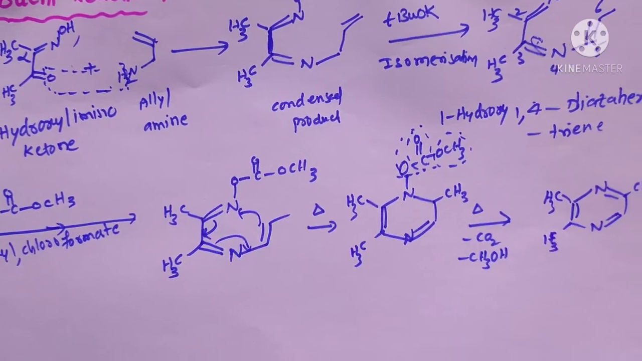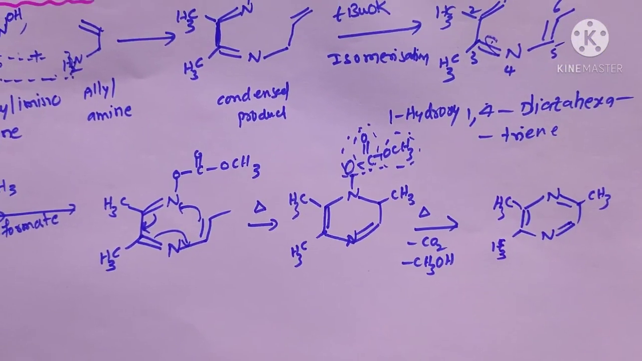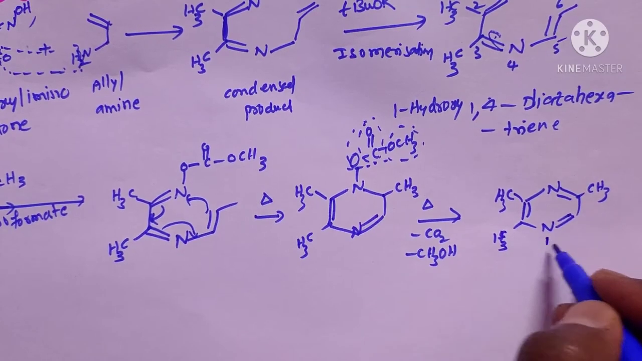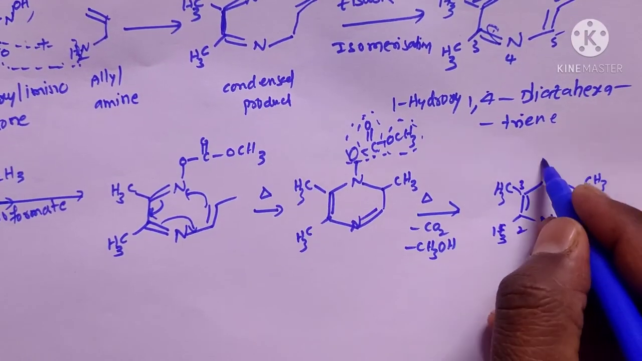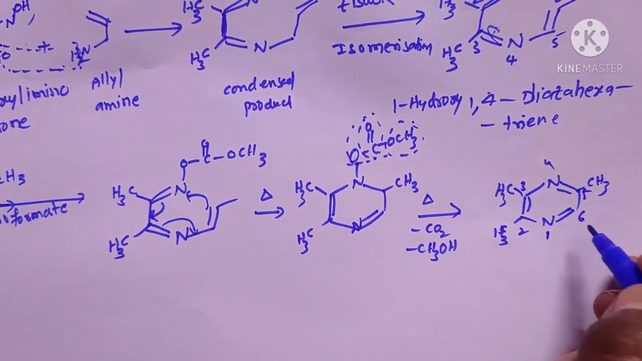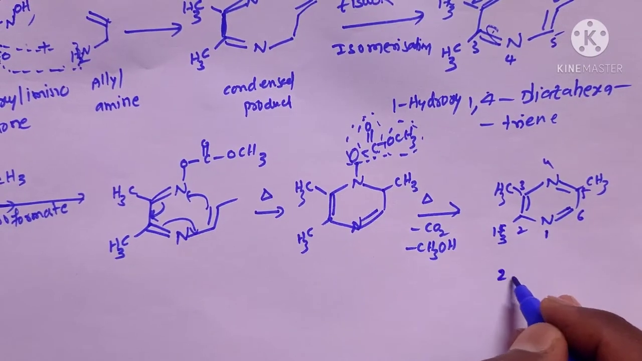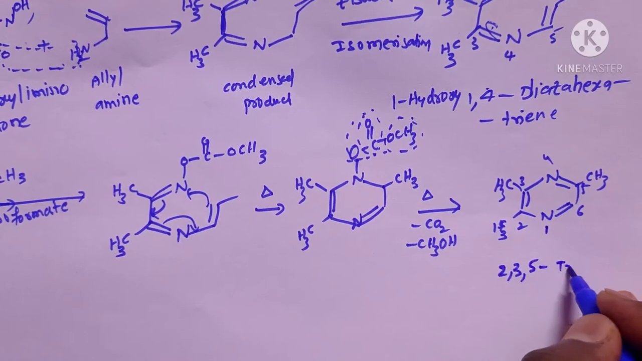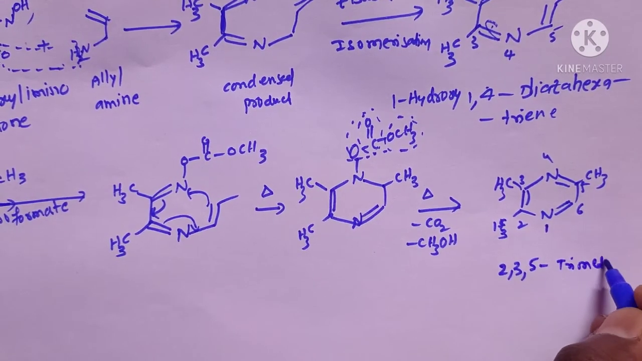Now, what is its name? Okay, we can name like this 1, 2, 3, 4, 5, 6. So 2, 3, and 5 trimethyl pyrazine.